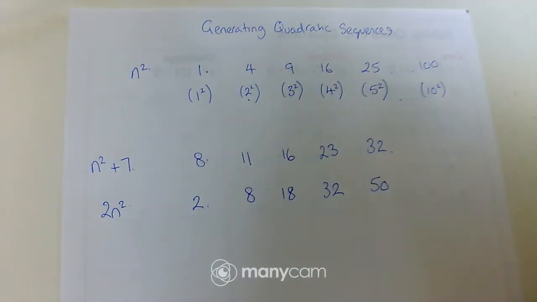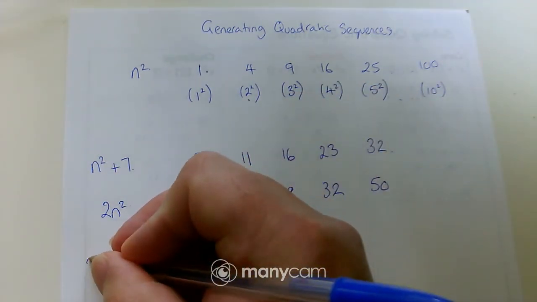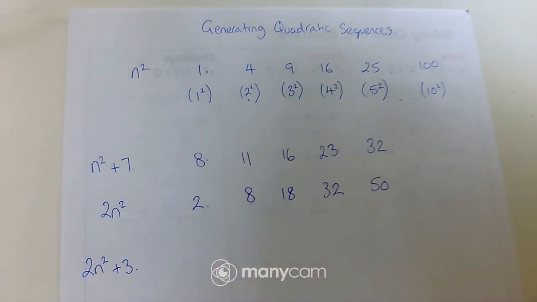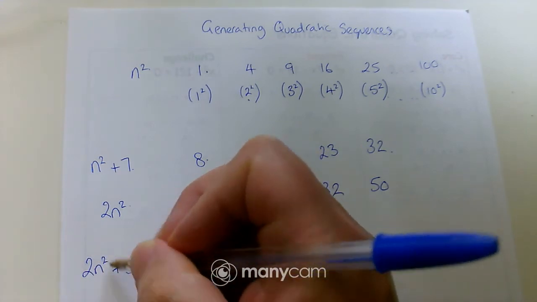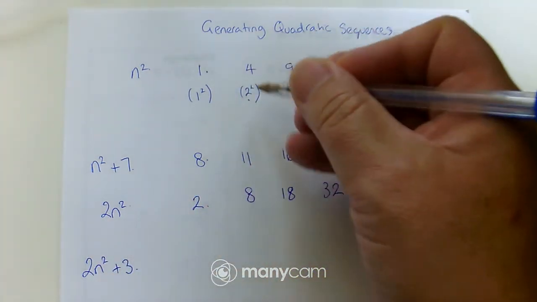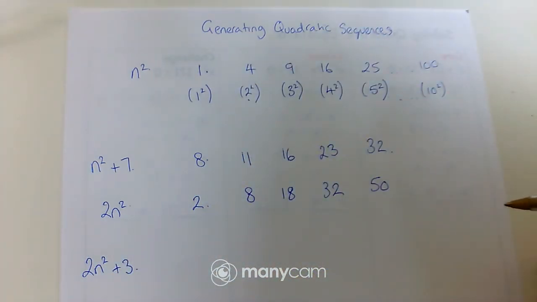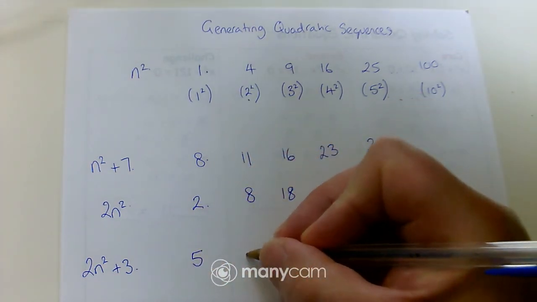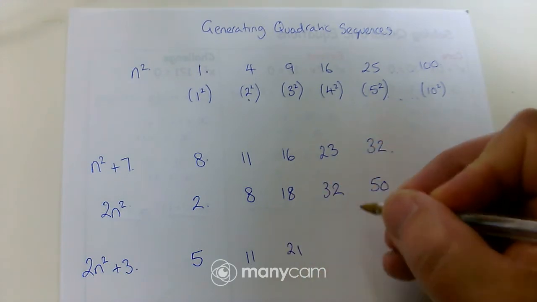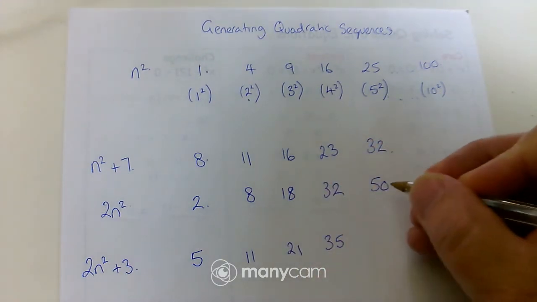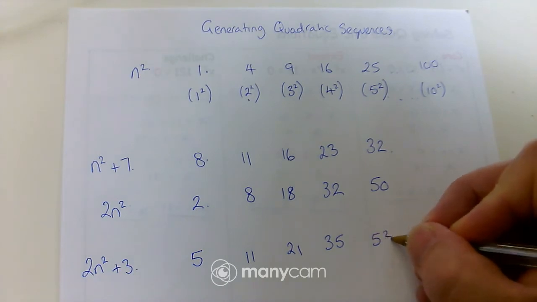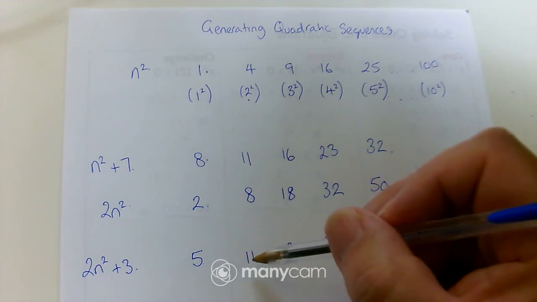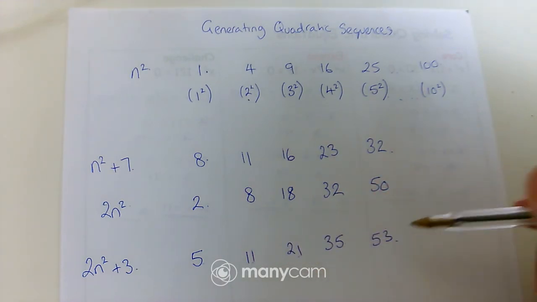And I could combine these. So what happens if I did 2n squared plus 3? Well, what I would do, I'd work out the 2n squared sequence first by doubling n squared, and then I would add 3 to each term. So 2 plus 3 is 5, 8 plus 3 is 11, 18 plus 3 is 21, 32 plus 3 is 35, and 50 plus 3 is 53. So the first 5 terms in the 2n squared plus 3 sequence are 5, 11, 21, 35, 53.